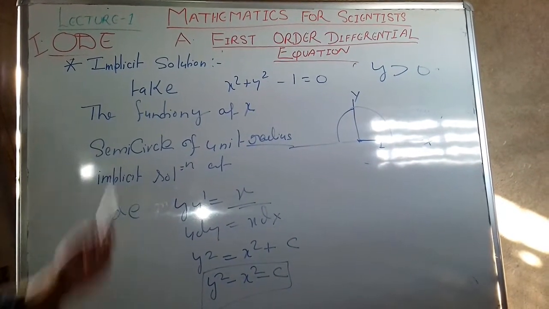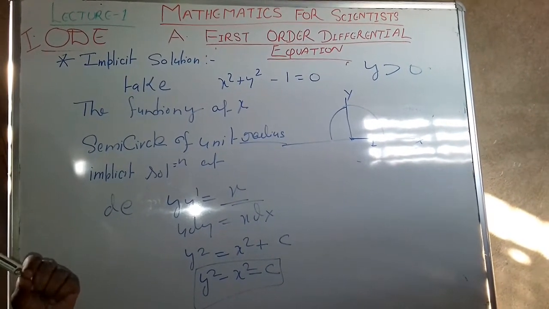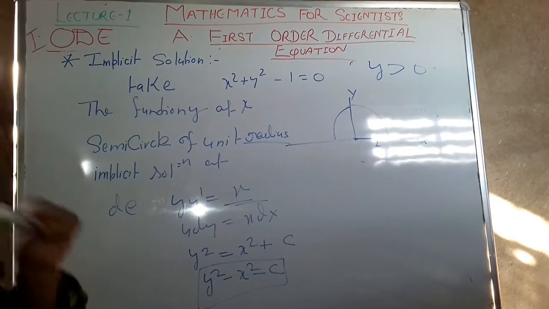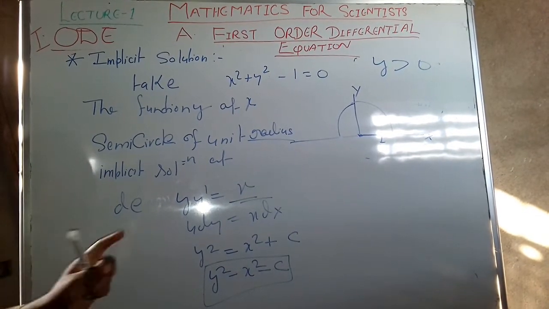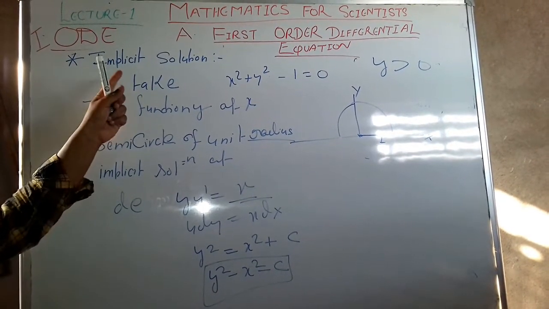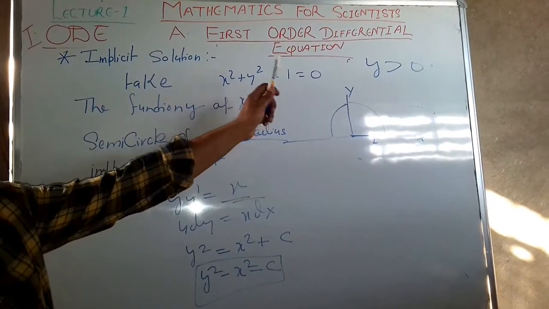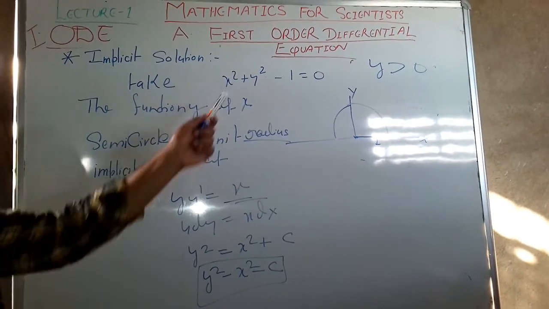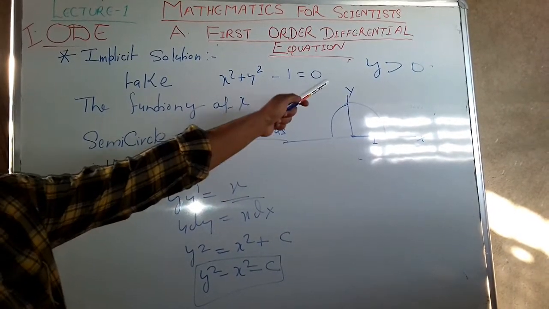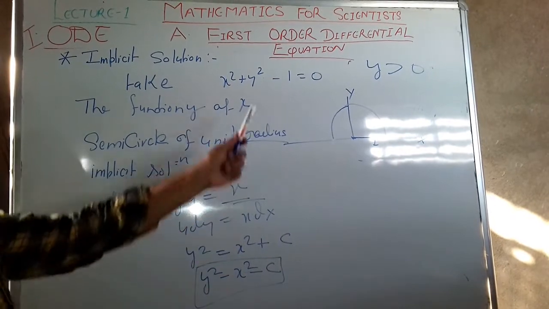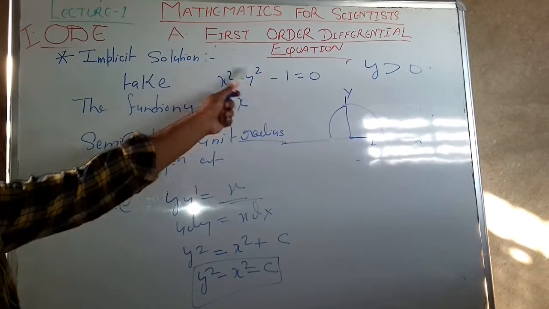Now there is another concept called implicit solution. Implicit solution means that if a specific solution is given for a particular differential equation, then it is an implicit solution. Take an example, x square + y square - 1 = 0. This function or equation is given, and in this y will always be greater than 0. It means if y is not restricted to be greater than 0, if y is anything, then it will be a circle.